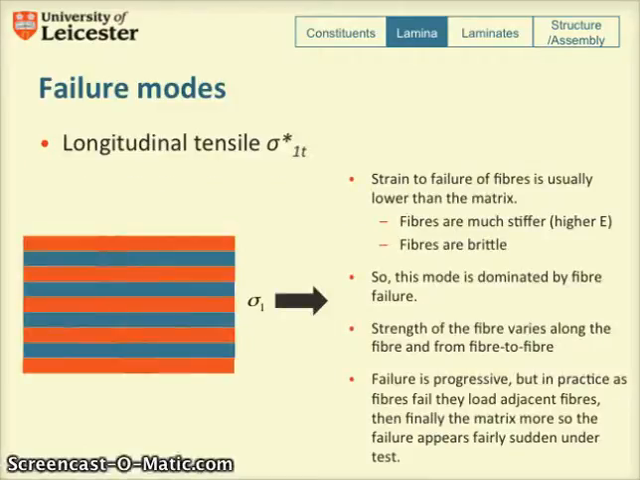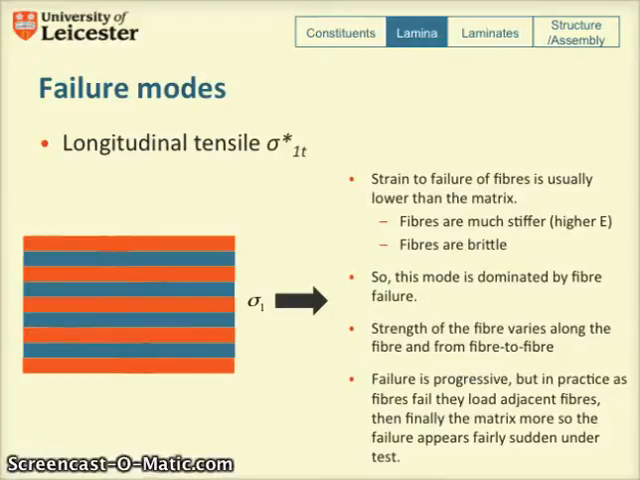Tensile failure of a composite is dominated by the fact that the strain to failure of the fibres is usually much lower than the matrix because they're stiff and brittle. So the mode's dominated by fibre failure. It's also dominated by the fact that fibres have a statistical variation in strength because they're brittle.